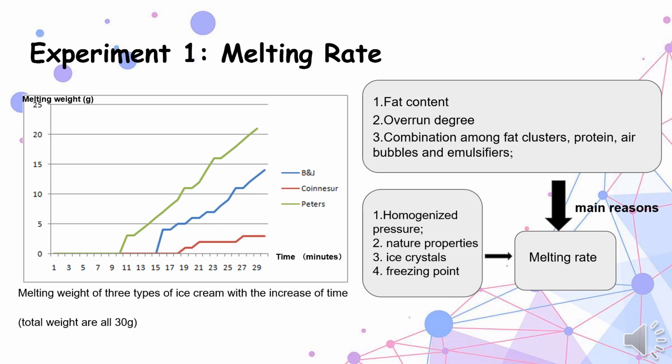Except for the fat effect, some other factors can contribute to the meltdown, such as overrun degree, microstructure of the ice cream, natural properties, freezing point, and so on. This may be the reason for the different values in Ben & Jerry's and Connoisseur in this experiment, so further experiments on a microscopic basis need to be carried out.